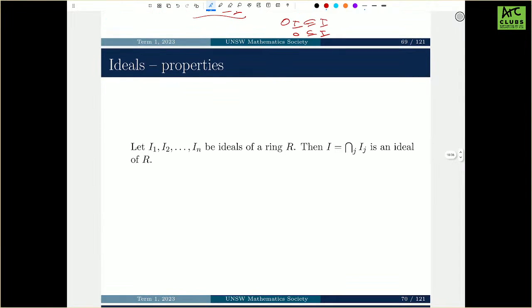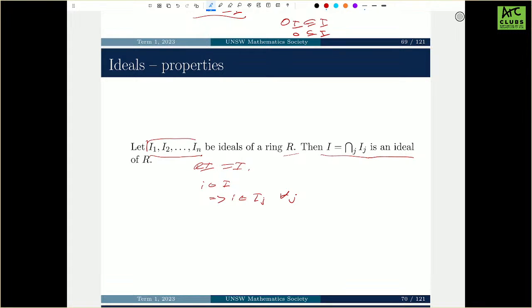Okay, suppose I1 up to In are ideals. Then a nice property is that their intersection is an ideal. Their intersection is obviously a subgroup under addition, just from group theory. But let's look at why Ri equals I. Pretty simply, just take i in I. Well, this implies i is in Ij for all j. And then we can use the property here that these are all ideals.